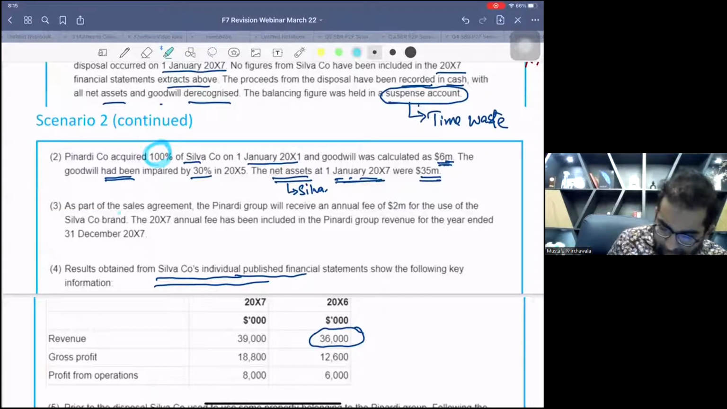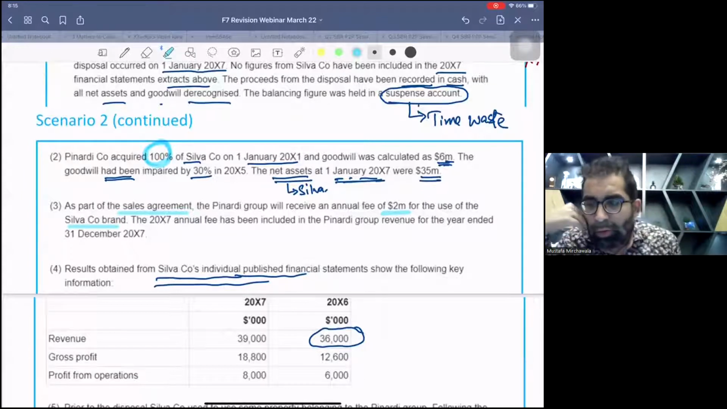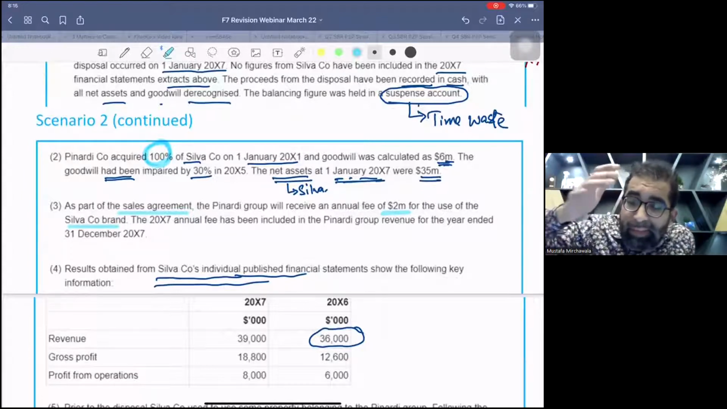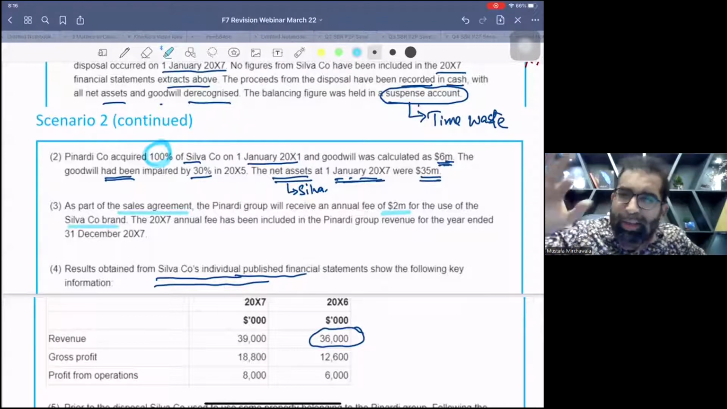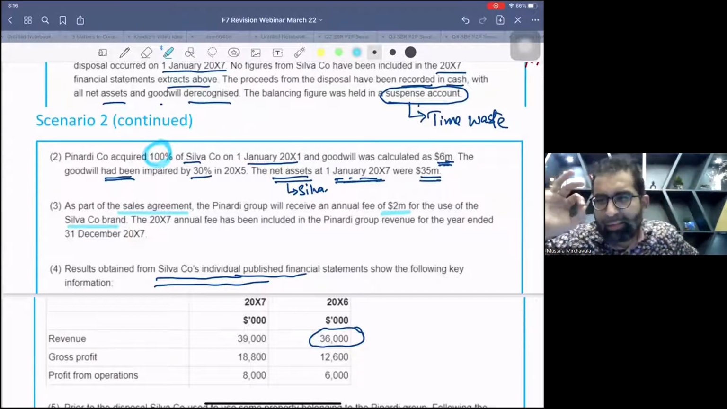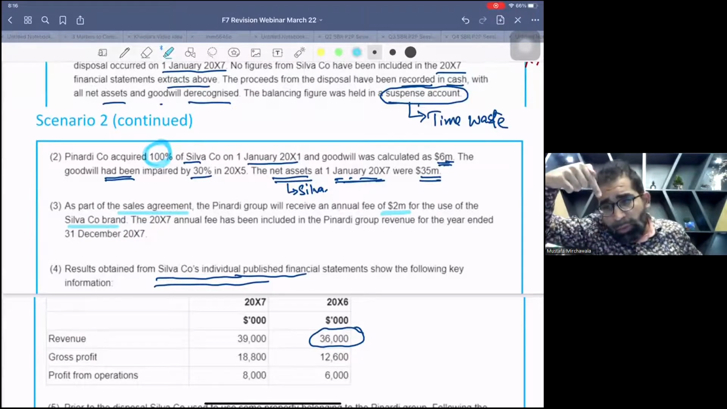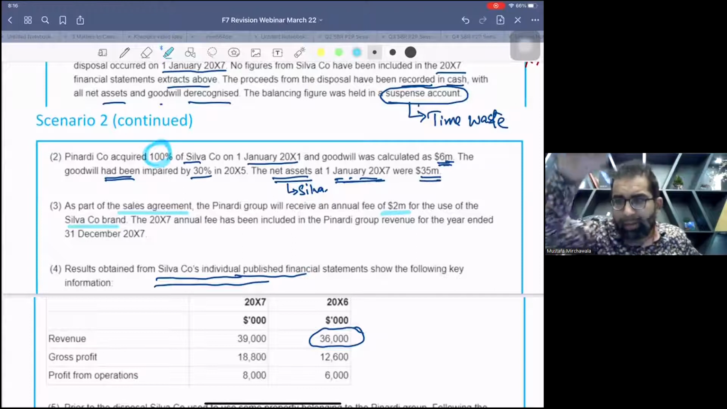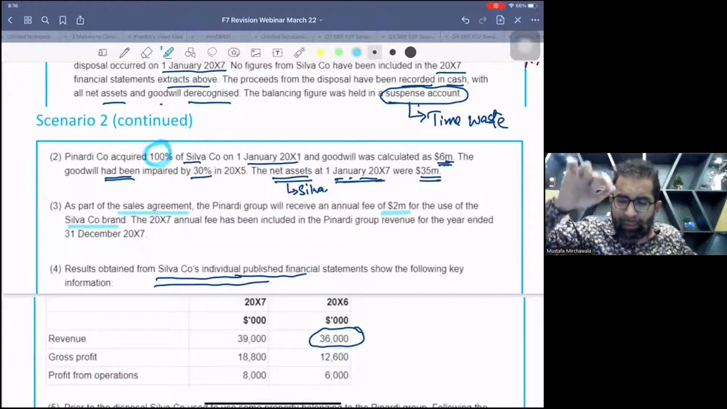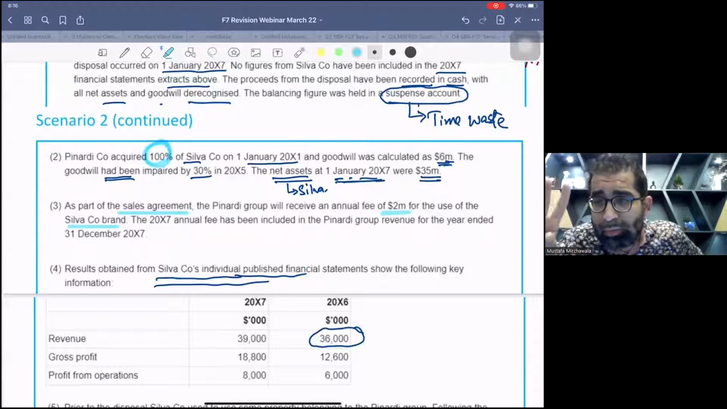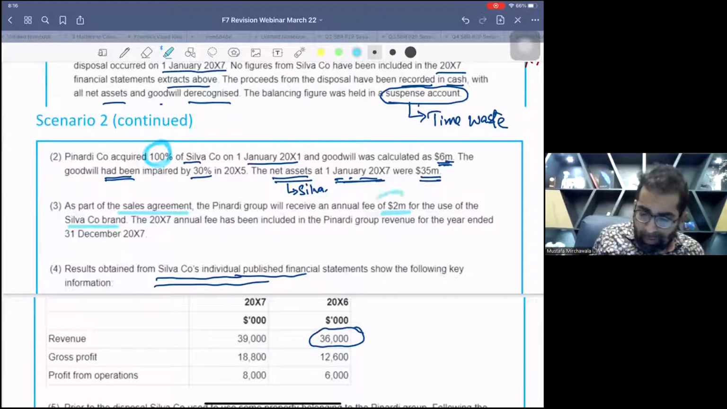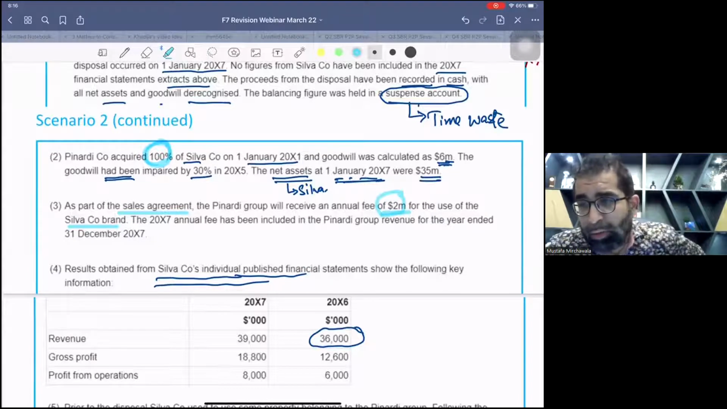Now, as part of the sales agreement, the Pinardi Group will receive an annual fee of 2 million for the use of the Silva company brand. With a sale, we receive some future income because we have sold an outclass business. There's something very good related to that business. So on the sale, we put one condition on the buyer: each and every year for the next 3 years, you have to pay us 2 million for the use of this special brand.